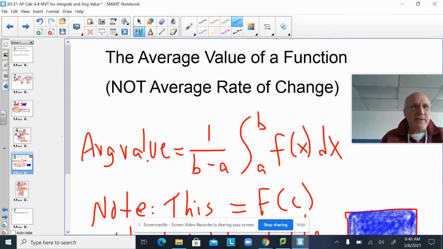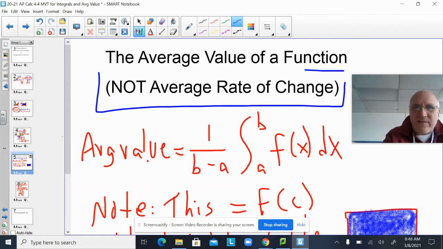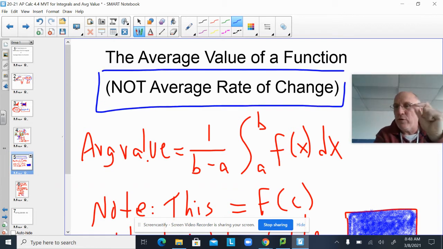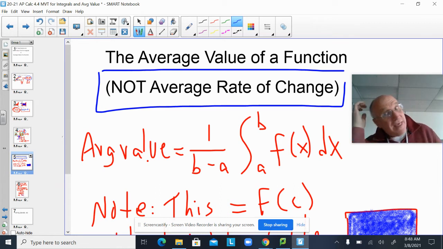The second thing we're learning today is what's called the average value of a function. And again, I have here a very important warning: that is not the average rate of change. Be real careful what the question asks. If the question asks for the average rate of change of a function, you've been doing that since about the 7th grade. That's just finding the slope of the secant line. The average rate of change is the slope: y2 minus y1 over x2 minus x1. That is not this.